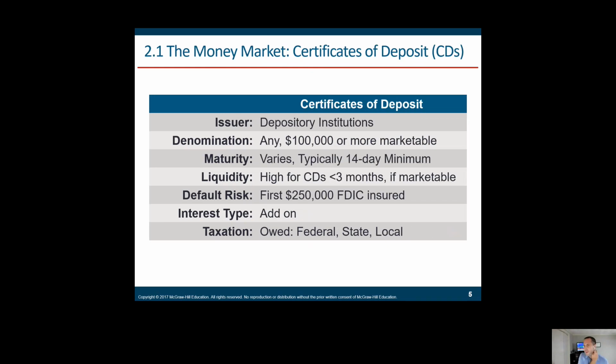And then there's also CDs, which are like bank deposits, the ones that are locked up and long-term, won't spend a whole lot of time on this. They're FDIC insured up to the first $250,000. That's the explicit insurance. The implied insurance is that the government won't let the banks default.